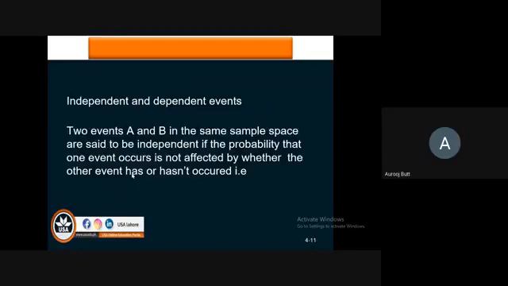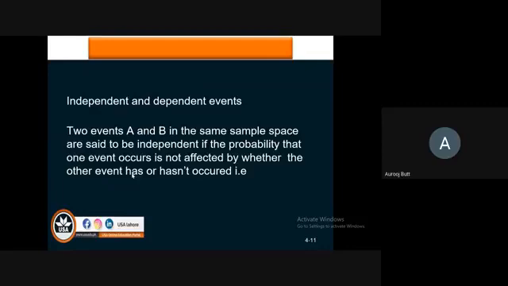Now coming towards the next topic, which is based on independent and dependent events. Suppose you have two events A and B in the same sample space. They are said to be independent if the probability that one event occurs is not affected by whether the other event has or has not occurred.